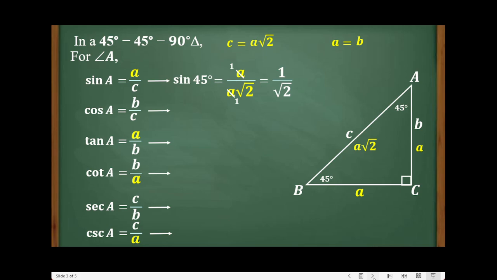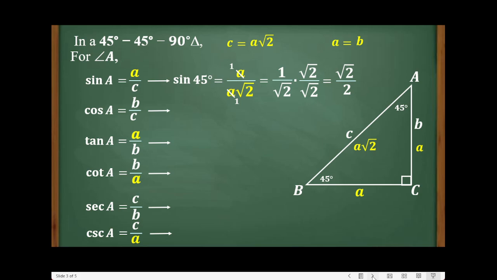And since the value has a denominator with radical sign, we need to rationalize the denominator from this fraction. So we multiply this fraction by square root of 2 over square root of 2, and then simplify this further. We have square root of 2 over 2, which is your sine 45 degrees. Okay?